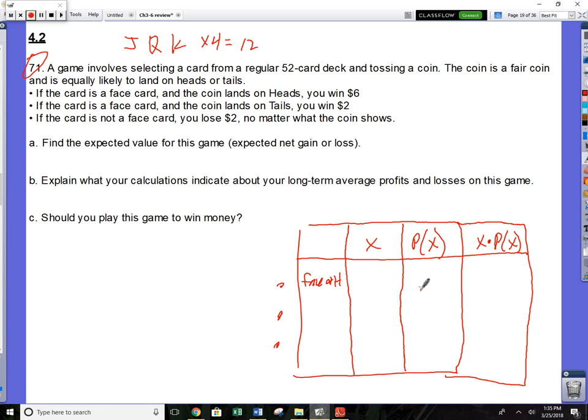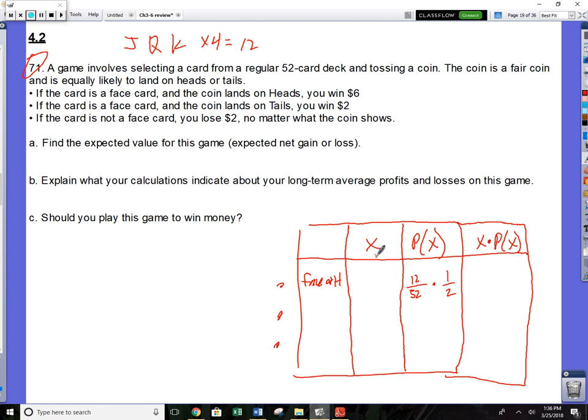So I'm actually doing the probability. The probability of x happening is face card, that is 12 out of 52, times the heads, that's 1 out of 2. So these 2 events are totally independent. Flipping a coin is going to have nothing to do with the card you draw, so they're independent events, and you just multiply them together.